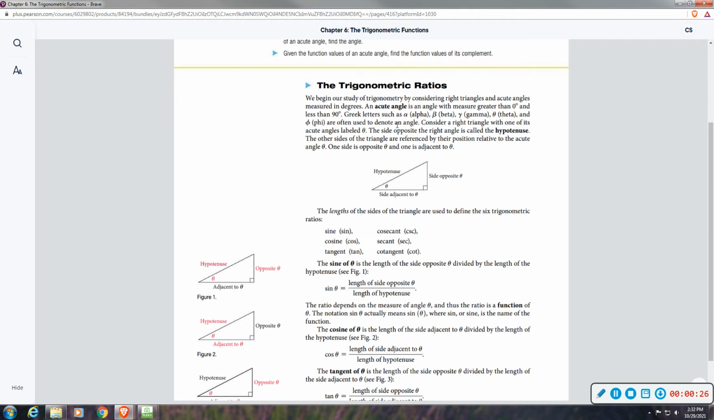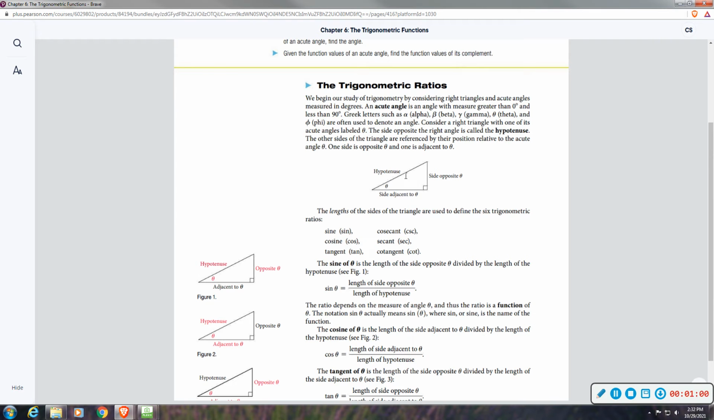These will be right triangles with angles less than 90. The angles will be denoted with Greek alphabet. So you will see this symbol that almost looks like an A, it's alpha. What looks like a capital B is beta. The Y is gamma. What looks like a zero with a line through it is theta. And then phi. These are the ones that we're going to be using most often. The most prominent one is theta.